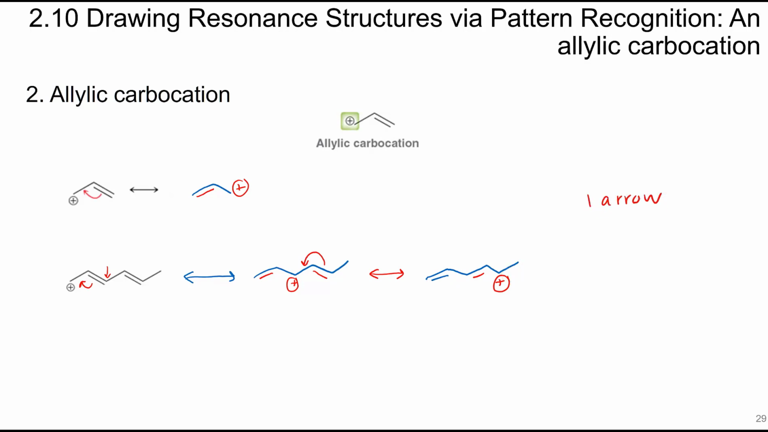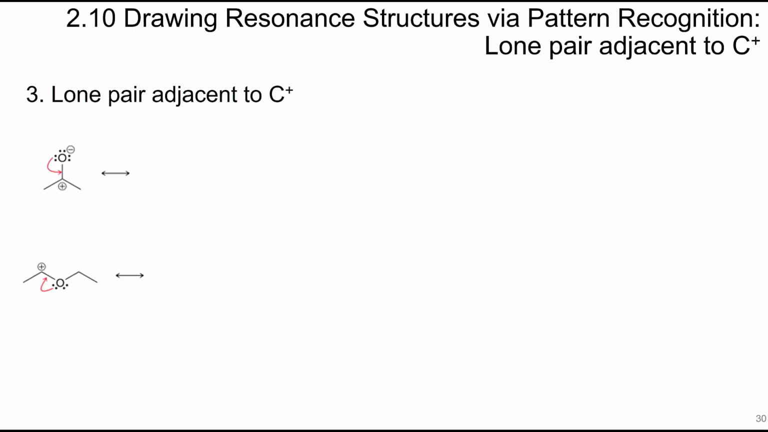If you have multiple double bonds, you're going to have multiple contributors. You can have a lone pair adjacent to a carbocation. So if I draw the result of those, these electrons move down. These ones go over here. And now this is positively charged. This one involves 1 arrow as well.